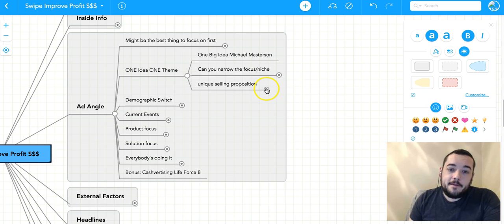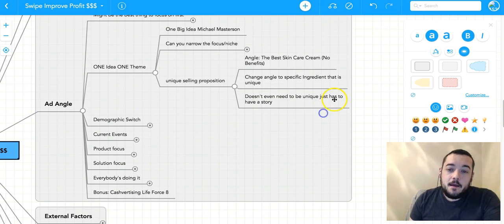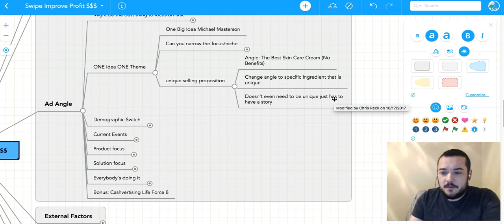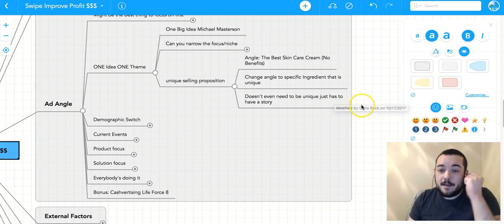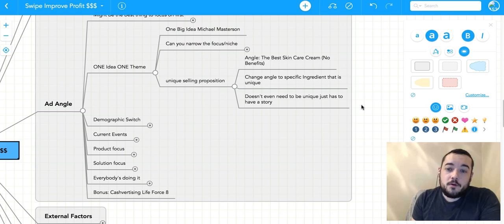And we also want to talk about the unique selling proposition. Again, with the angle, here we have the best skincare cream, which is what most affiliates will write. They'll have some piece and it'll be like, this is the best skincare cream. If we change the angle to a specific ingredient, we can get more specific. And it doesn't even need to be unique. It just needs to have a story. So like I say here, say you're writing about a skincare cream, what most affiliates do is they say, hey, this is the best one you can get right here. They might say it a little bit better than that, but that's pretty much what they're saying.